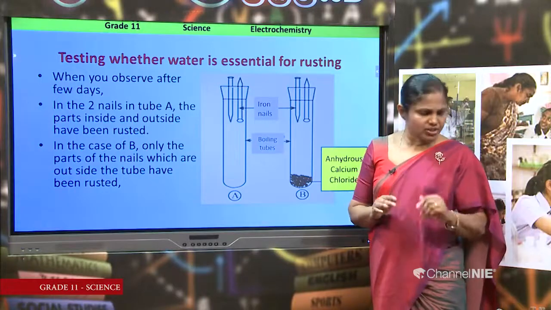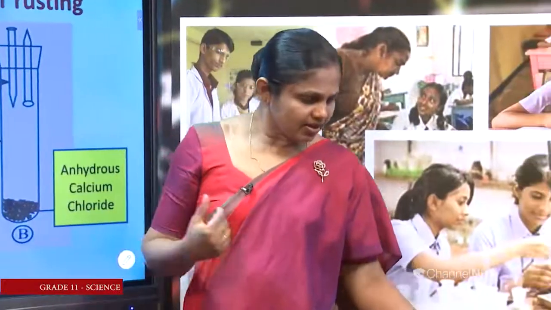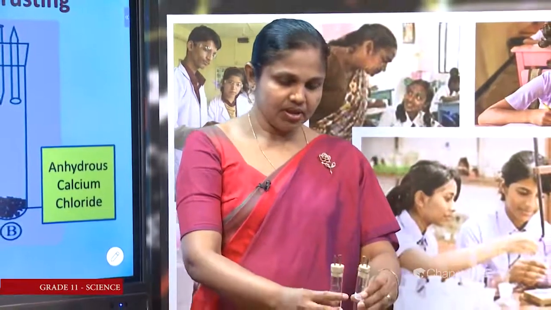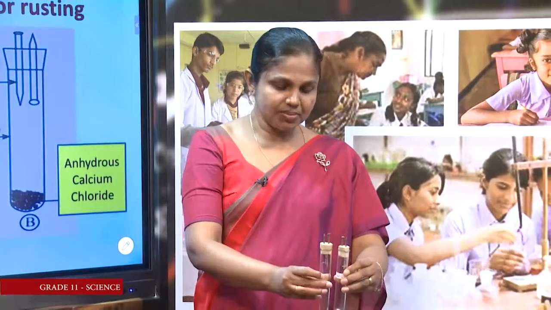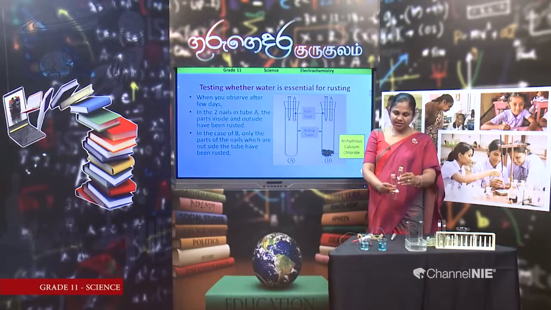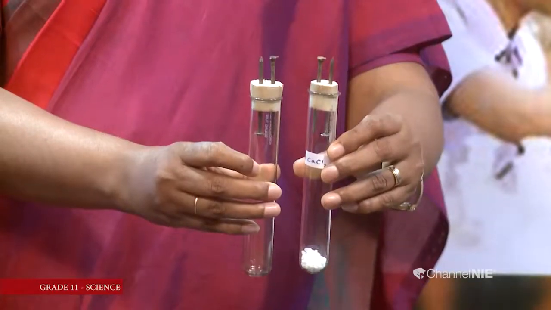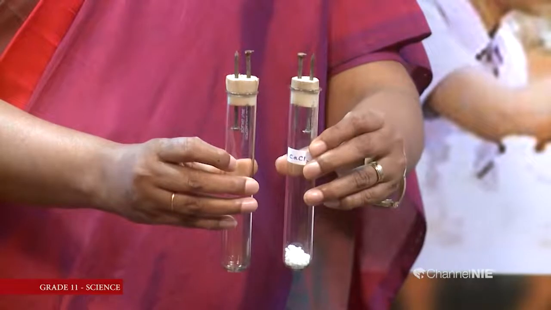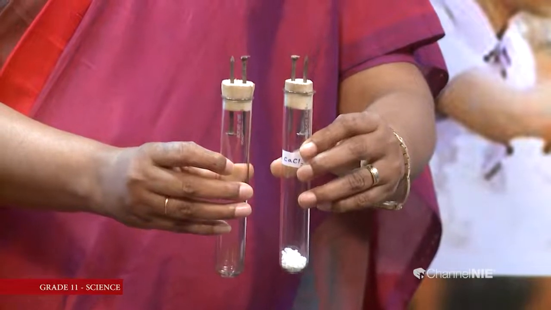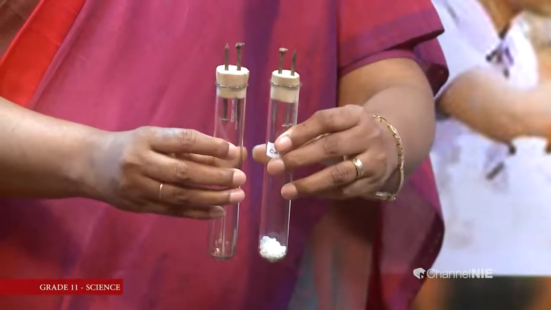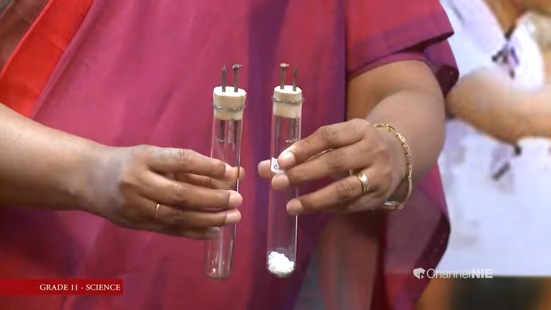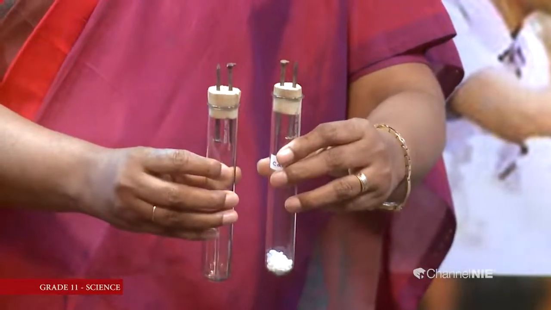Okay, I will show you the real arrangement here. These are the setups, 2 setups used, children. Here this is calcium chloride, anhydrous calcium chloride. This is the real setting. Then you can get an idea on how the setup is constructed. As I prepared this in the morning today, the iron nails are not properly rusted now. It takes time for rusting.